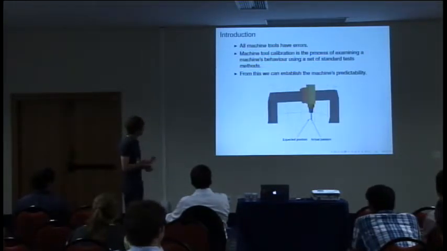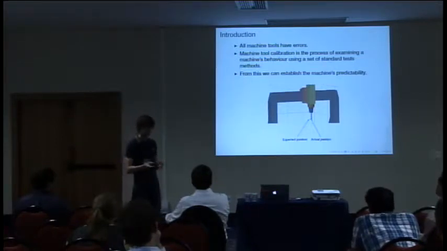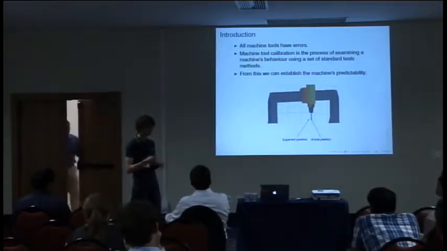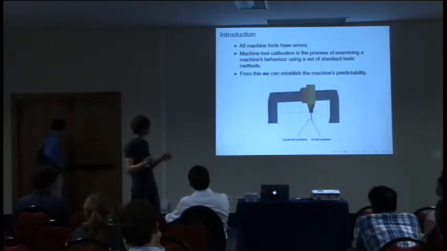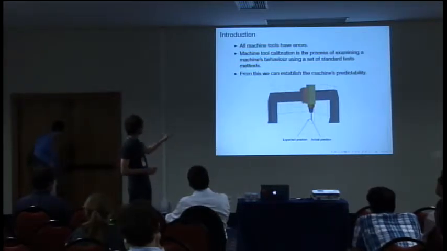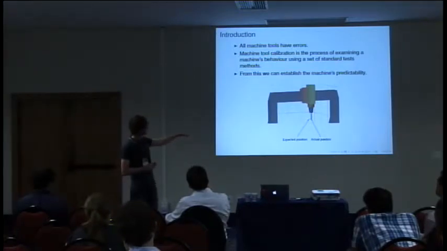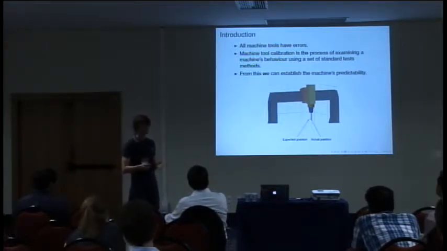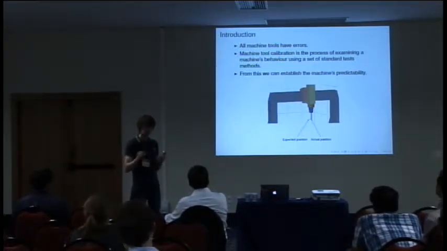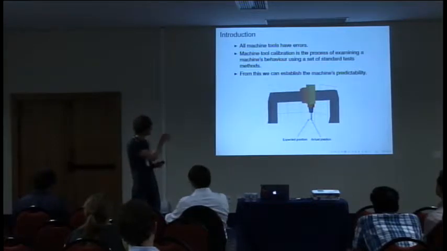All machine tools have errors because they're made up themselves of manufactured parts, and when you manufacture something you make it to a tolerance, and these tolerances propagate through the machine and then you get the error. You can see on this picture here the machine's expected position versus its actual position. So the process of calibration is the process of understanding all the different error components that come together to make this deviation.